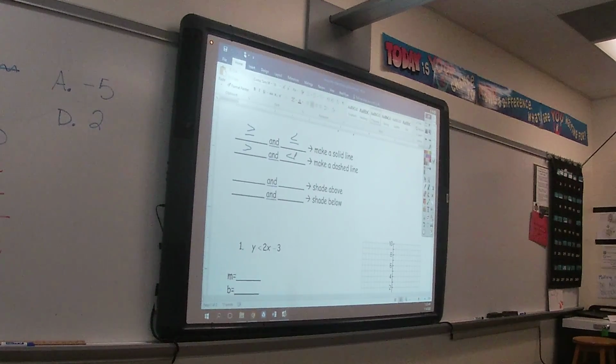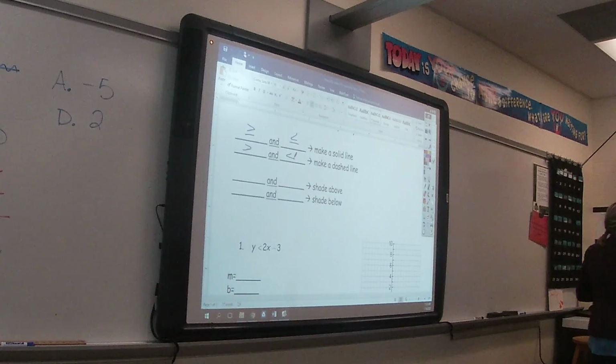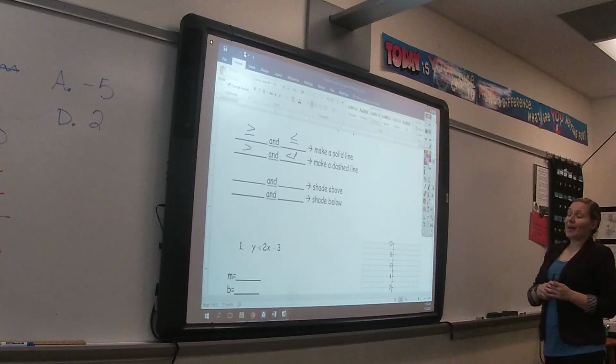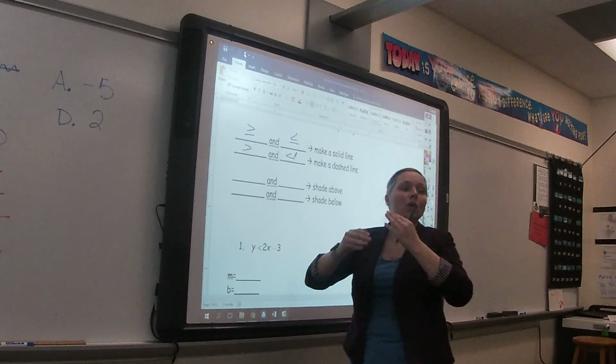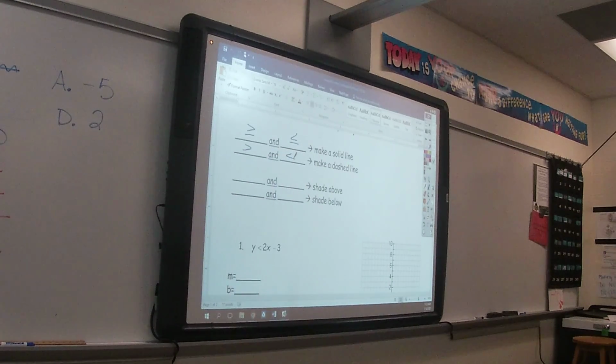Okay, so just like that open circle meant that we couldn't include it, a dash line is going to mean the exact same thing. That dash line says you can get as close to the line as you want, but you can't actually include anything on that line.